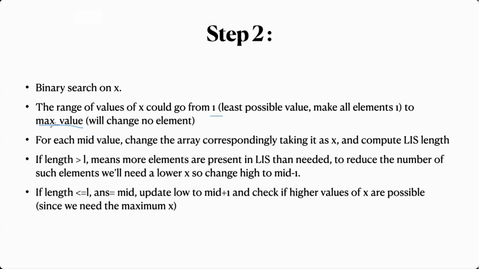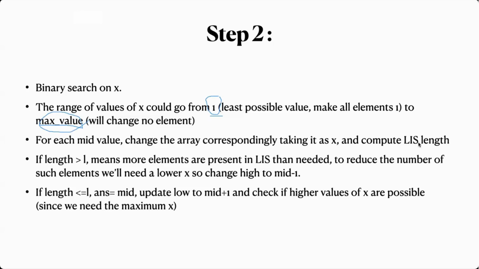And if we take X to be the maximum value, that is the largest element present in the vector, in that case, there'll be no element that is greater than this largest element in this vector, and no value is thus being changed. Hence, we can say that X is ranging from 1 to max value. So we will binary search on all these possible values of X.